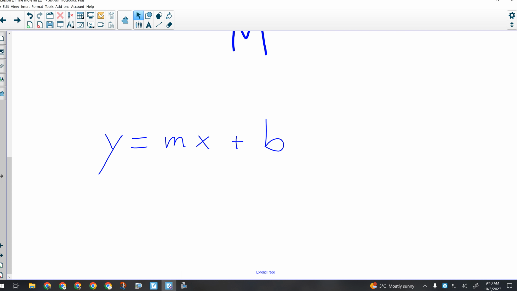Now, I have to go back to the first rule of algebra. If I want to move something, I do the opposite. And what I do to one side, I do to the other. So I'm going to subtract b from both sides. What's b minus b? Right, so now that's gone. But now I have to subtract b from this side as well. So now I have y minus b equals m times x. How do I get m by itself? Divide both sides by x.